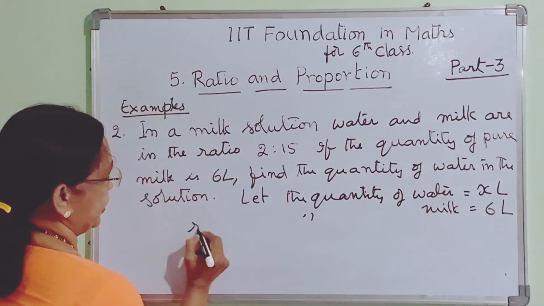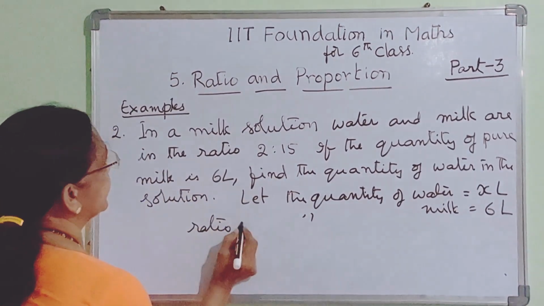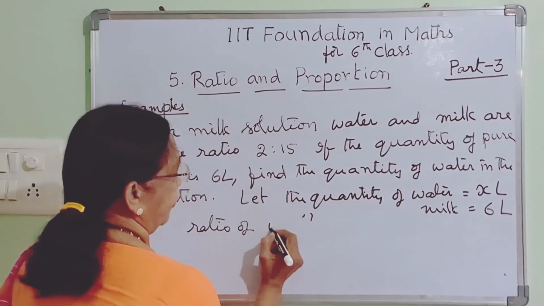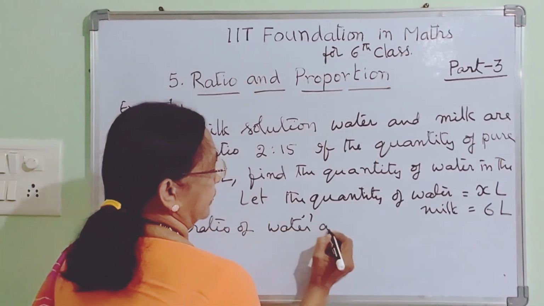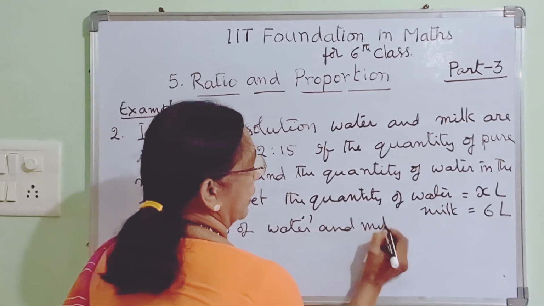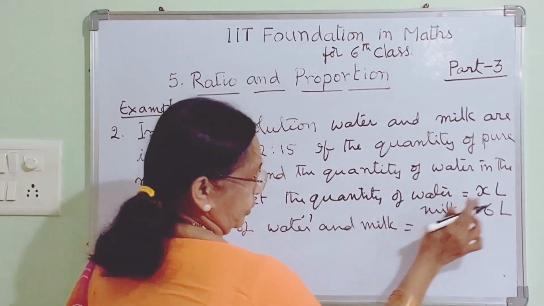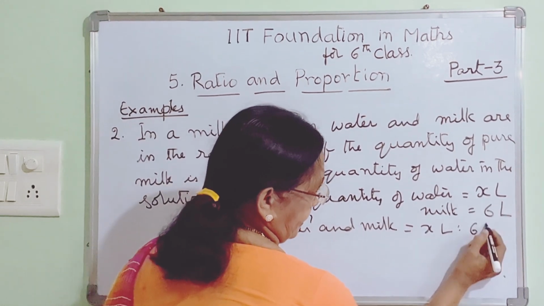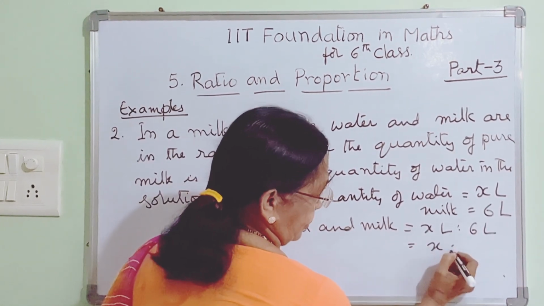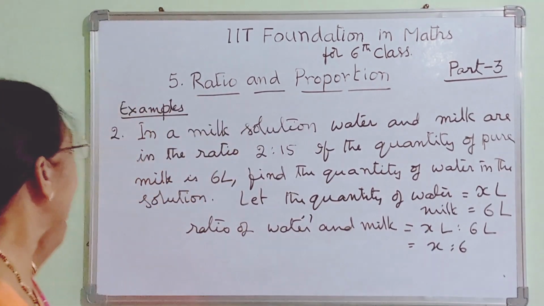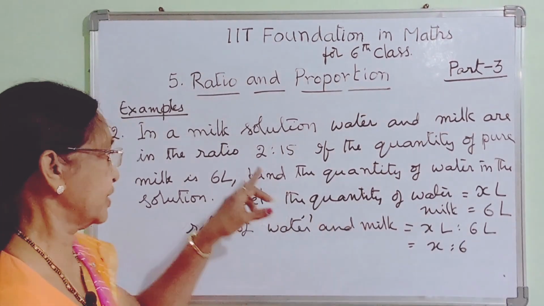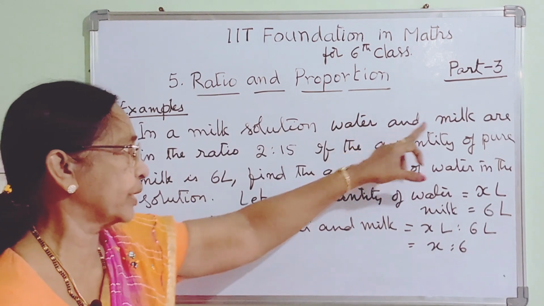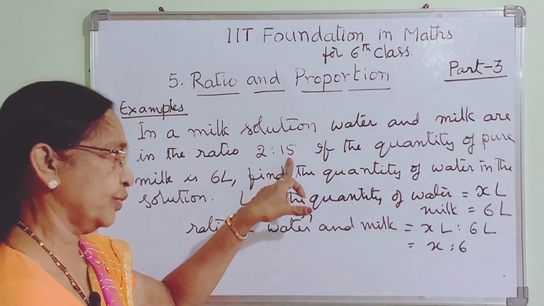Therefore, the ratio of water and milk is x liters is to 6 liters, that is, x is to 6. But this ratio is given as 2:15. That is, in the milk solution, the ratio of water and milk is 2:15.